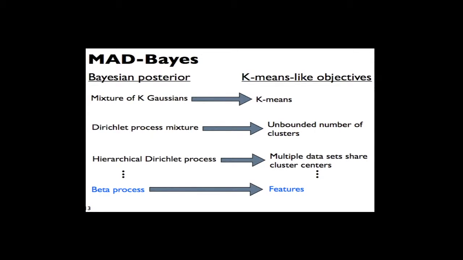And we can start with a beta process, which for the purposes of this talk is exactly the same as the Indian buffet process that we talked about in the last part. So we can start with this Indian buffet process, take this MAD-Bayes limit, and get out a K-means-like objective for learning features, the assignments of data points to multiple latent groups.